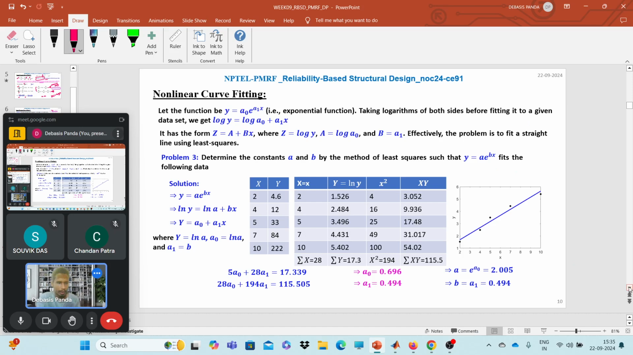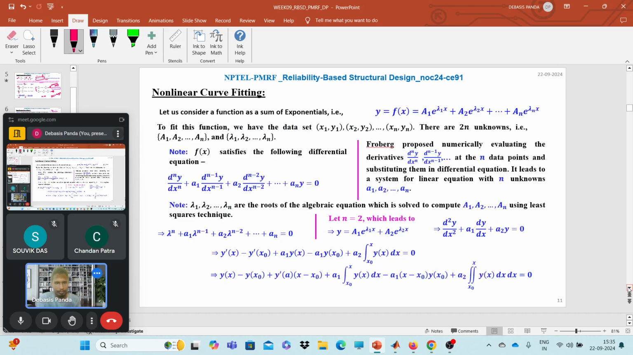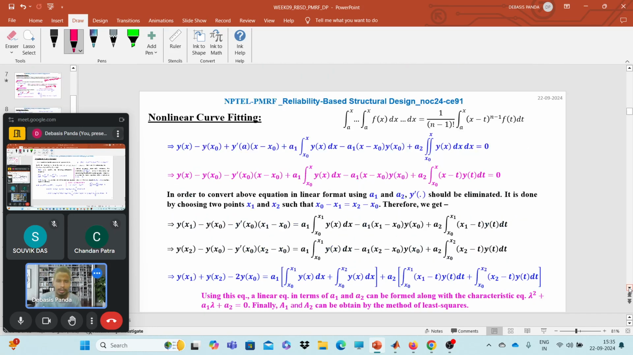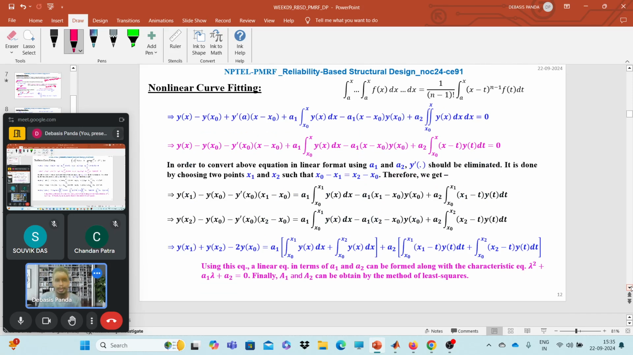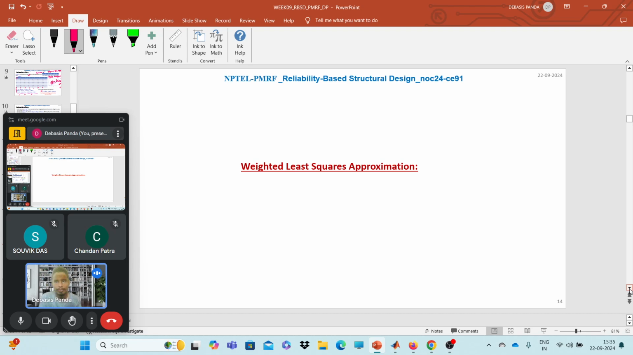Great. So here one nonlinear function or continuous function is there, we will not go into it, but we can fit different kinds of functions also. Weighted least square approximation, we will come to that.